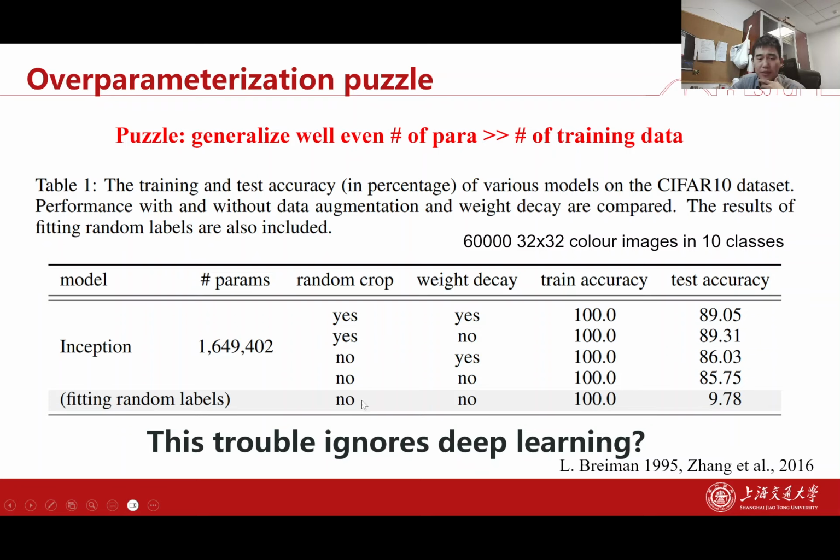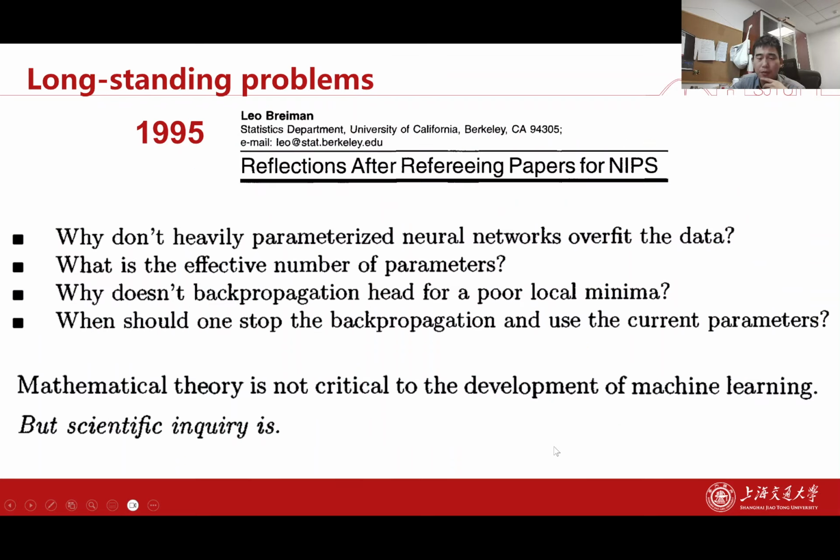Actually, this problem was first raised by Leo Breiman in 1995 after he refereed papers for NIPS, which is called NeurIPS now. He proposed several questions, and the first one is: why don't heavily parameterized neural networks overfit the data? I believe this is a very interesting problem.